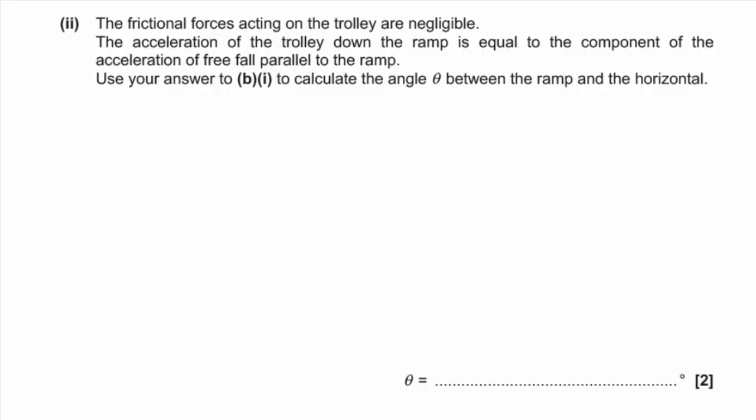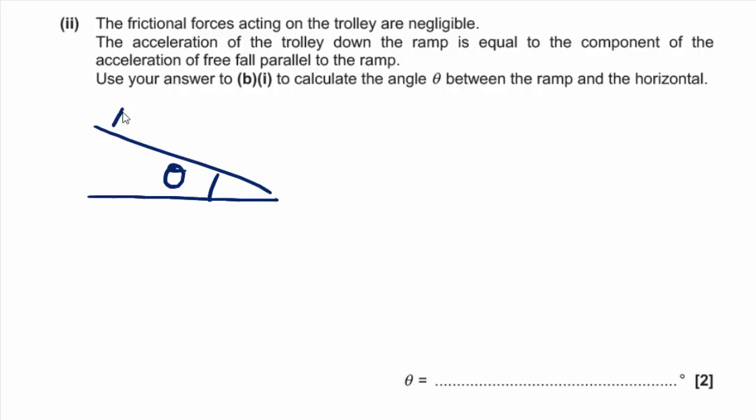So the frictional forces acting on the trolley are negligible. The acceleration of the trolley down the ramp is equal to the component of the acceleration of free fall parallel to the ramp. Use your answer to B part I to calculate the angle theta between the ramp and the horizontal.